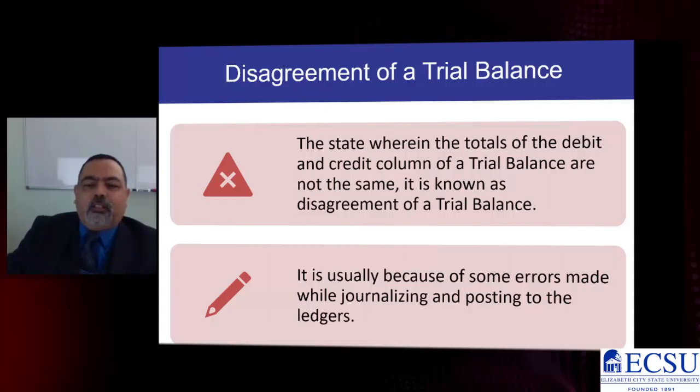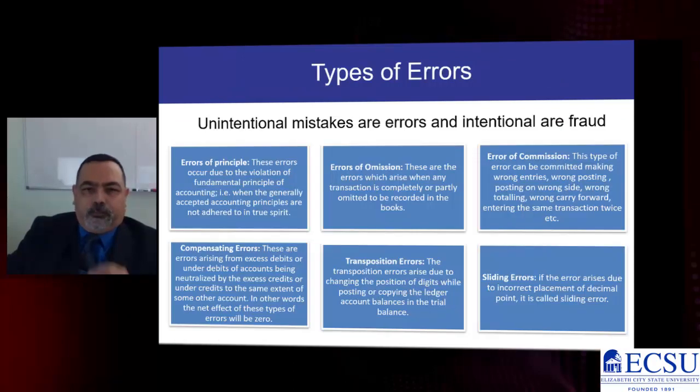So the trial balance totals have disagreed. That means there is a disagreement between the debit total and the credit total when they are not equal. It's usually because of errors made either while journalizing or posting to the ledgers. These are some of the errors that are possible. To highlight, unintentional errors are mistakes, while intentional ones are to be considered fraud, which is a different level altogether.